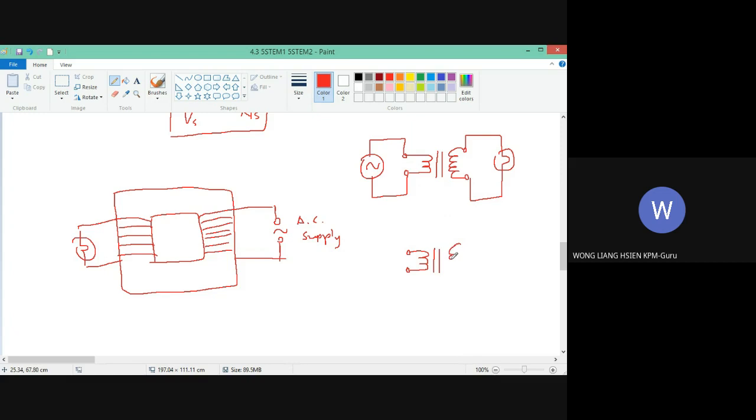You just change sides only. This side connects to the power source, and this side connects to the load. Then the step-up transformer will become a step-down transformer. So with the same symbol, you can just flip it around and it will become a step-up transformer or a step-down transformer. Actually it is very simple.